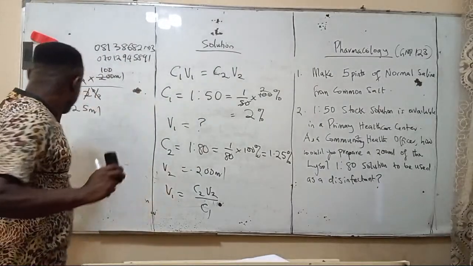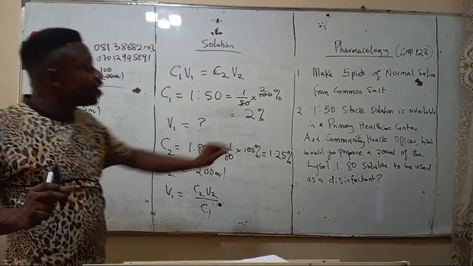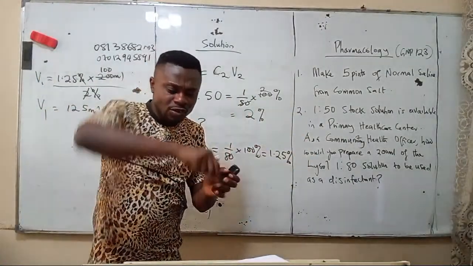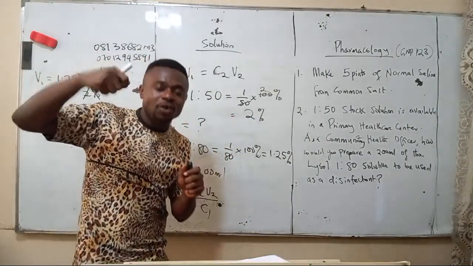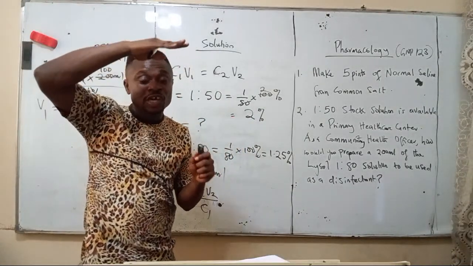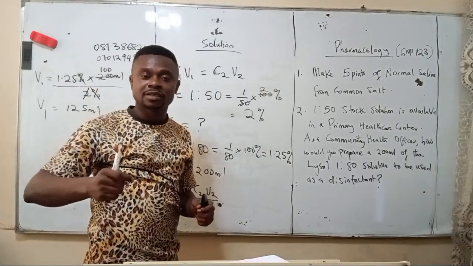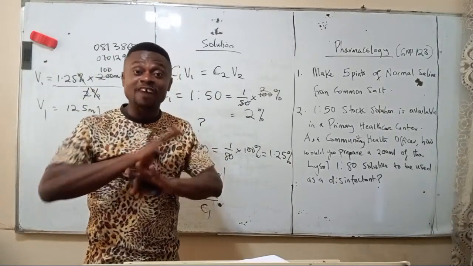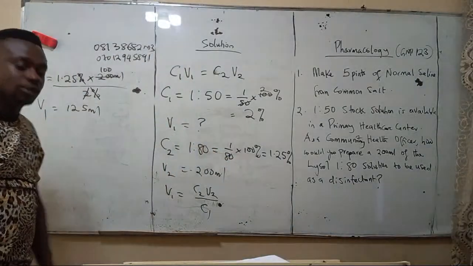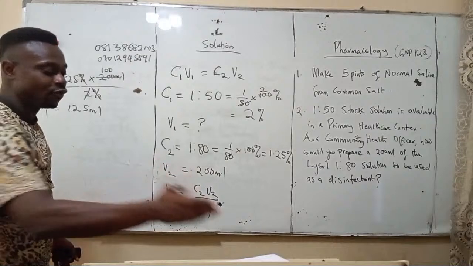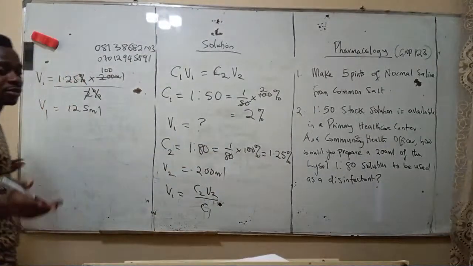Just take 1.25 ml of the stock solution in the bottle, add water until you get to the volume of 200 ml, and shake it well. You have produced this Lysol 1 in 80. You can use it for your disinfectant. Simple.